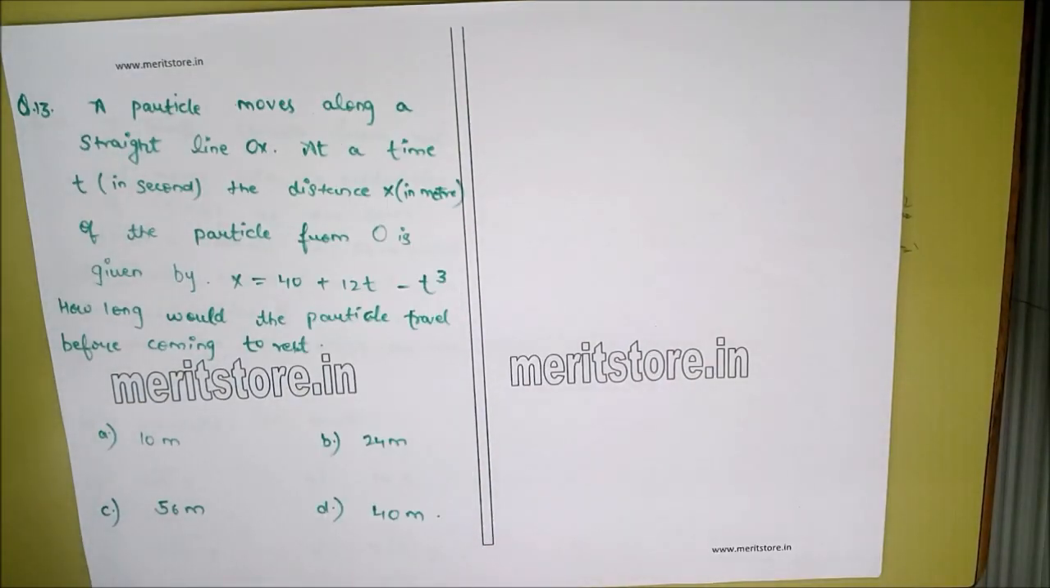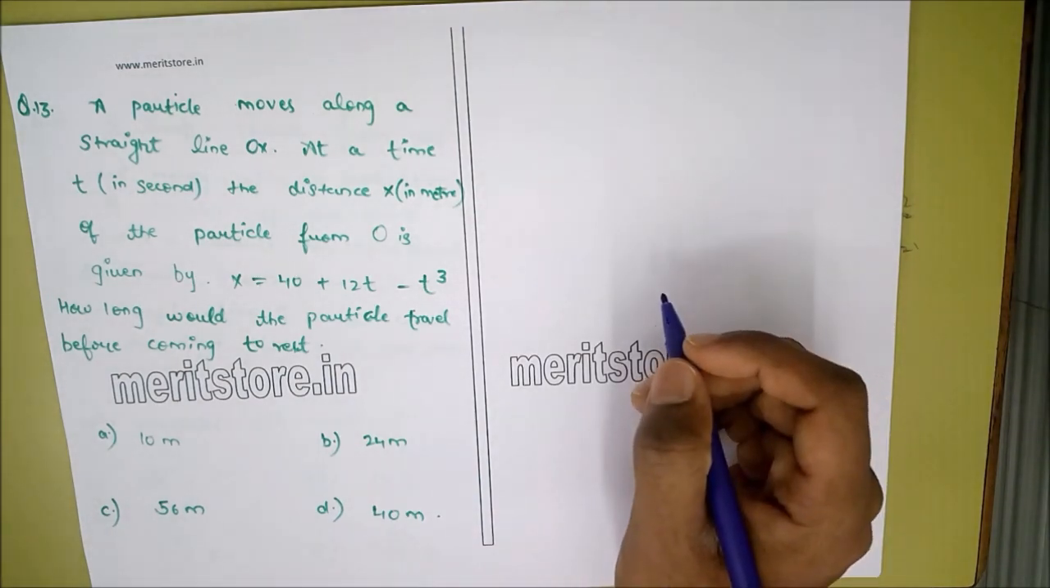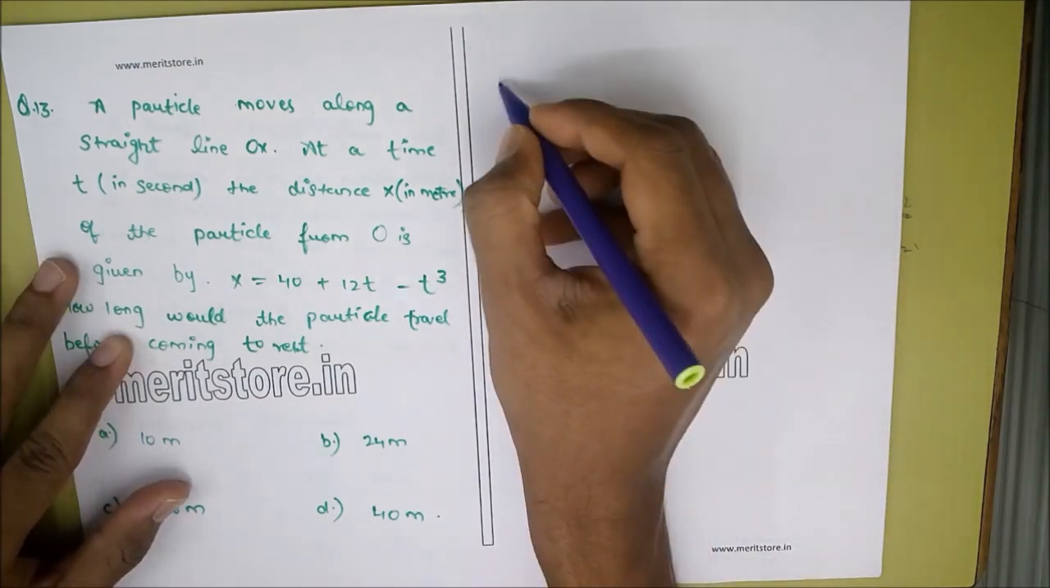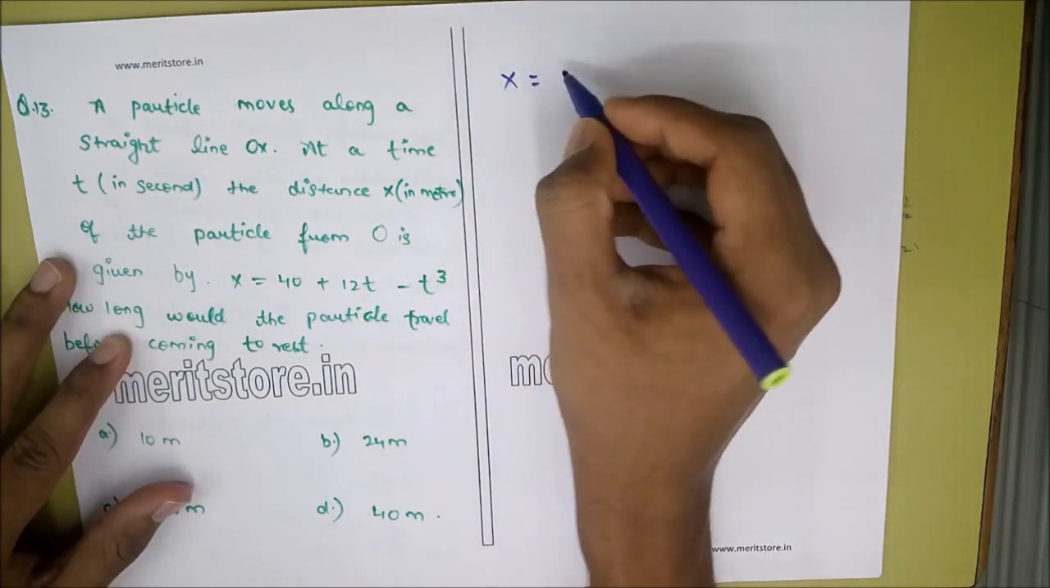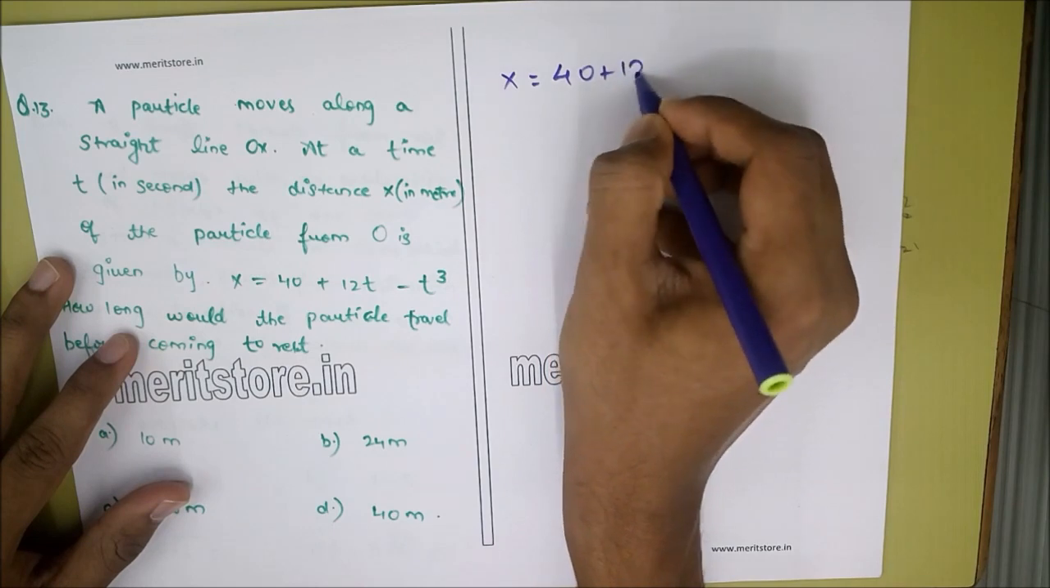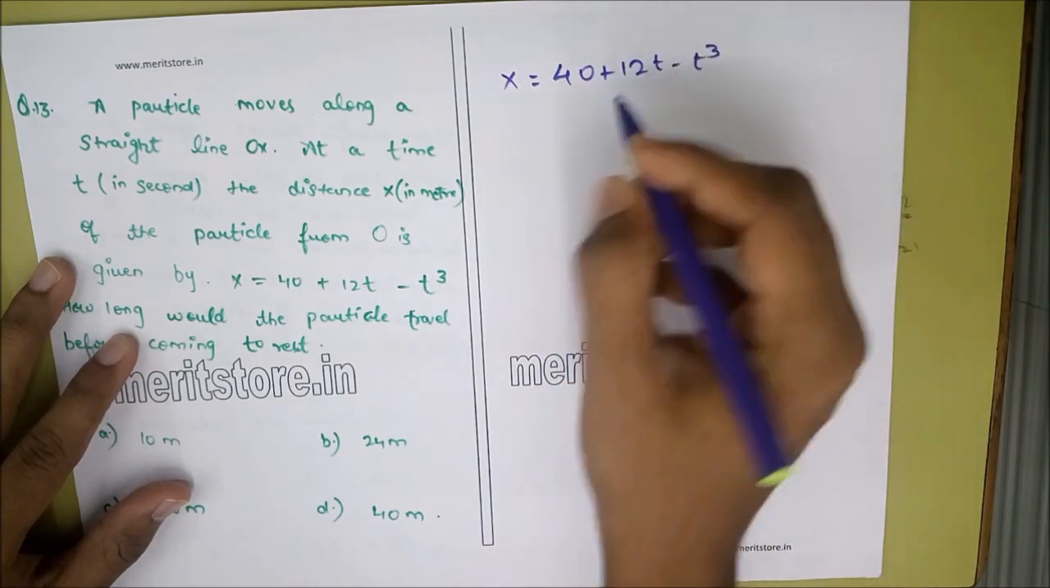A particle moves along a straight line OX. At the time t in seconds, the distance x in meters of the particle from O is given by x is equal to 40 plus 12t minus t cube. How long would the particle travel before coming to rest? The four options are 10 meters, 24 meters, 56 meters and 40 meters.